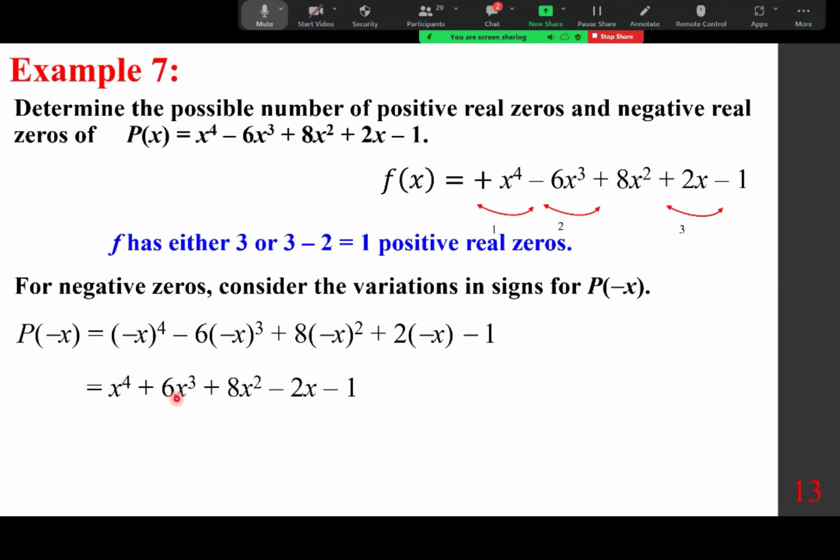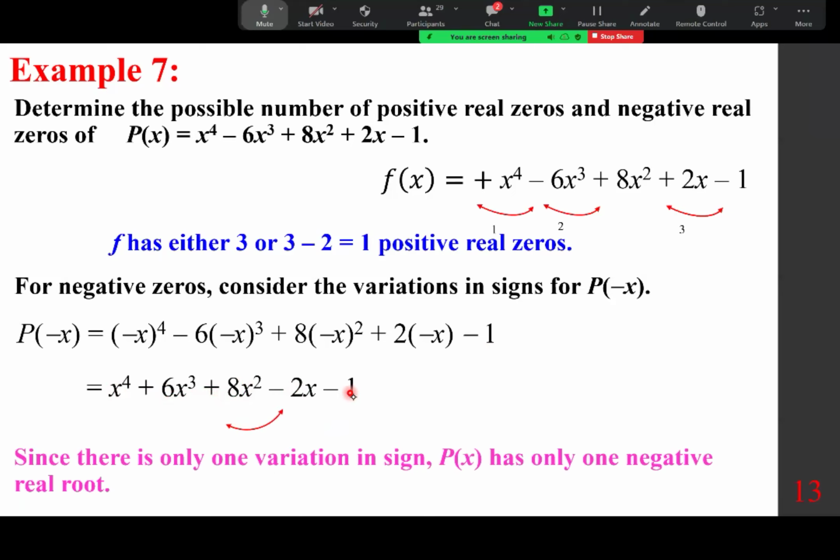Positive to positive to positive, no change. Positive to negative, so we find a change here, and then negative to negative, nothing happens. So there is one change. Since there is only one variation in sign, p of x has only one negative real root. Definitely one.